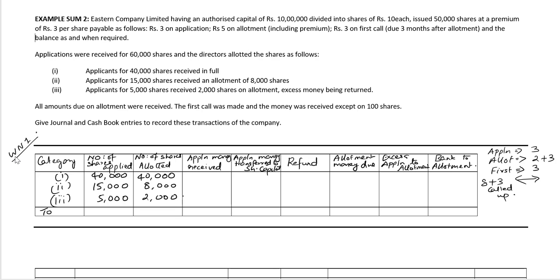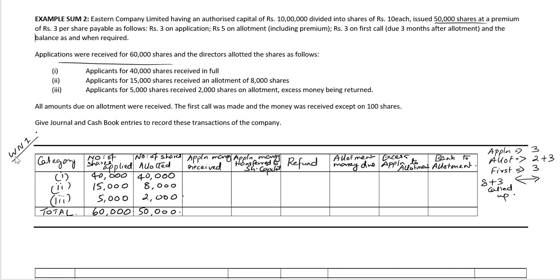So let's check out the total. The total of the number of shares applied column comes up to 60,000 shares, which matches what is given in the question. Applications were received for 60,000 shares, and the total number of shares allotted is 50,000 shares, which matches the question that the company Eastern Limited has issued 50,000 shares. We'll go on to complete the table.